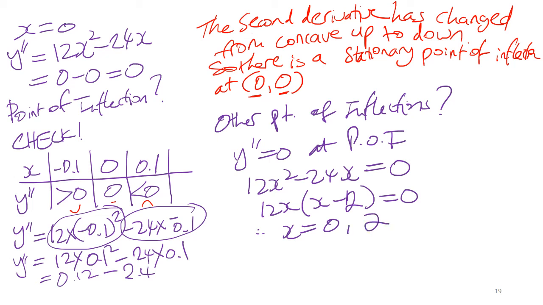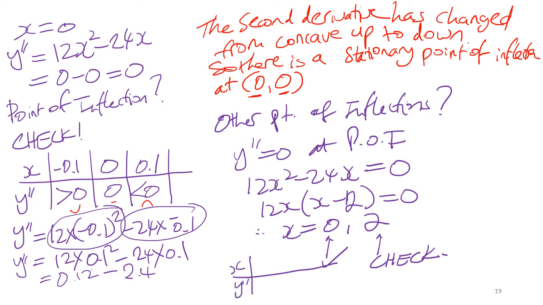We have already talked about this one. We have already done it. That's the (0, 0) point of inflection. So we have to check what happens at this other one. Let's do that check quickly. Again, we set up a little table.